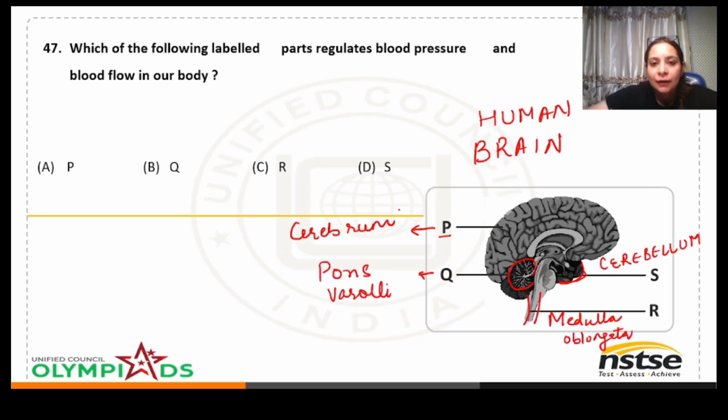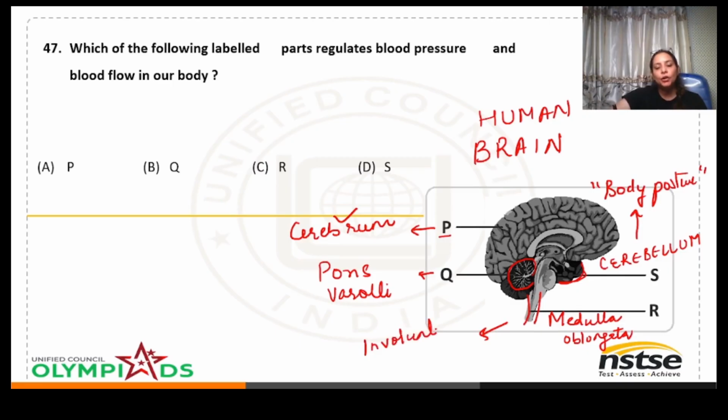Now cerebrum has certain specific areas in it which help in thinking, responding. These kinds of things are done in cerebrum. Also it produces the sensation of touch, temperature, pressure, a lot of sensations are felt in this part. Now talking about cerebellum, it helps in maintaining body posture. It is concerned with maintaining body posture. Medulla oblongata controls all those activities which do not occur because of our will.